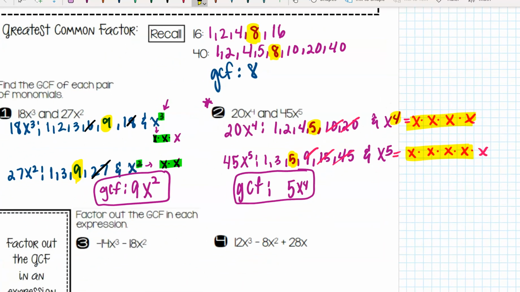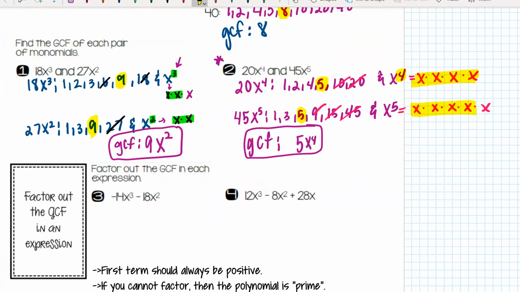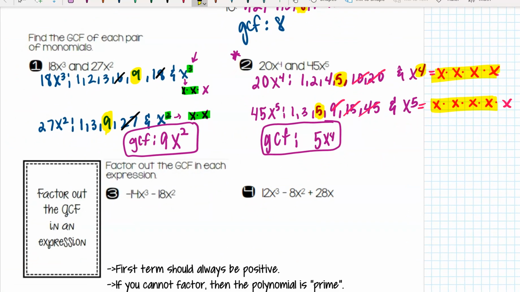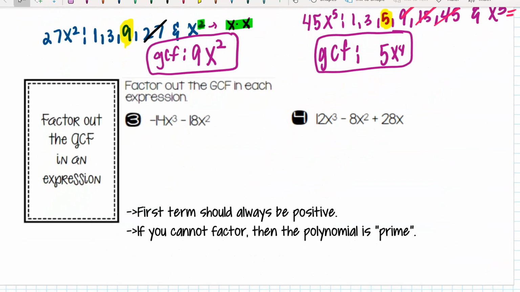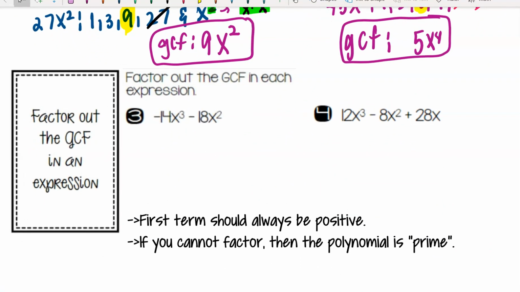Okay, so moving right along, we're going to find the GCF of an expression now. So we're going to use the same idea and we're going to factor it out, take out the GCF, because that's our first step of factoring, and we're going to simplify this expression. Okay, so we're going to take a look at the two terms we have. So we have negative 14x to the 3rd, and we have negative 18x squared.